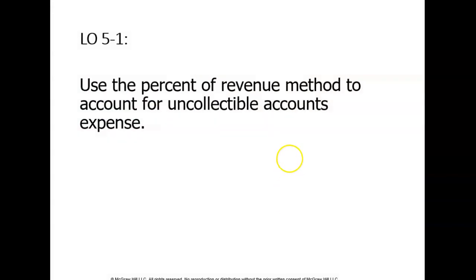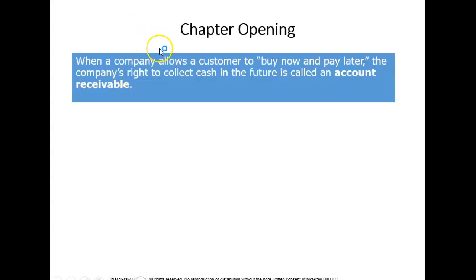So in Chapter 5, we'll first talk about what's known as uncollectible accounts expense. Perhaps you're saying, well, what is that? You'll learn more about this expense as we go through our Chapter 5 presentation.